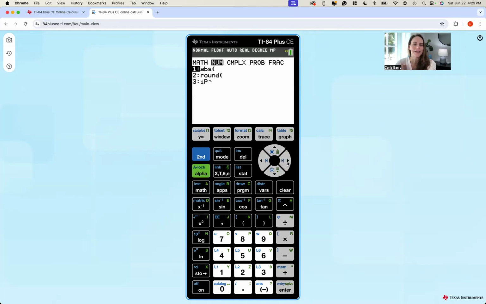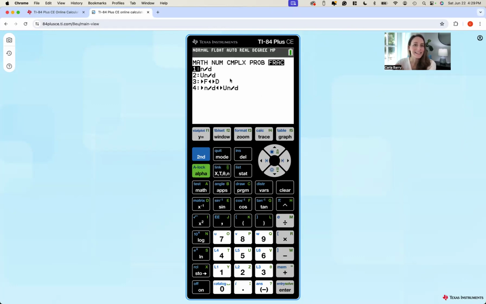Okay, if we go to math and num, so just for the ACT, you would want to use least common multiple and greatest common denominator. For the ACT also, you will sometimes see permutations and combinations and factorials. I have not seen those on the SAT, but just know your calculator can do those too.